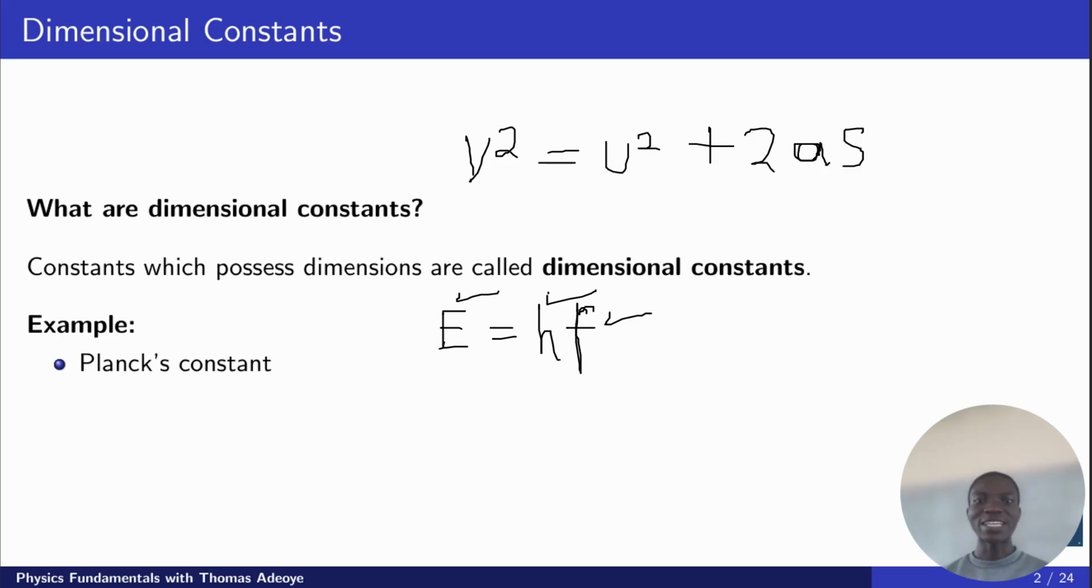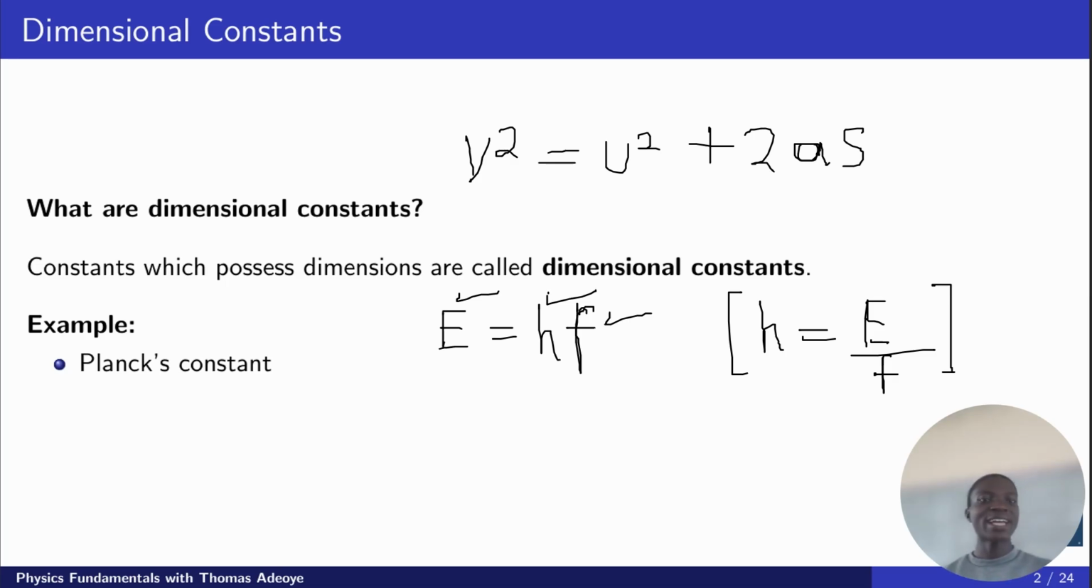In this formula, h, which is Planck's constant, has a dimension. If you have watched our first video, you should be able to derive the dimension of h. Just make h the subject of the formula, find the dimension of energy and the dimension of frequency, then we are done. You can try this out and drop your answer in the comment section, or share it on our Facebook page.